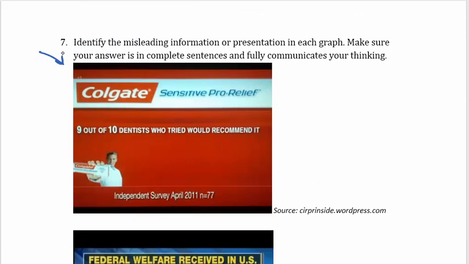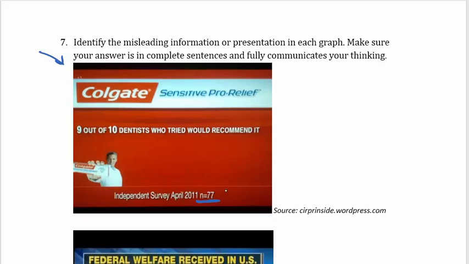Colgate Sensitive Pro Relief. 9 out of 10 dentists who tried it would recommend it. See what you can think about that one, what might be wrong there, misleading. Well, so here it is right here, and that's our sample size. So they have surveyed 77 dentists to make this claim about Colgate Pro Relief. Well, there's a lot of dentists. And I don't even know if they're talking about just dentists in the United States here. They might be talking about dentists of the world. And if we're talking about dentists of the world, then 77 is a tiny little sample size.